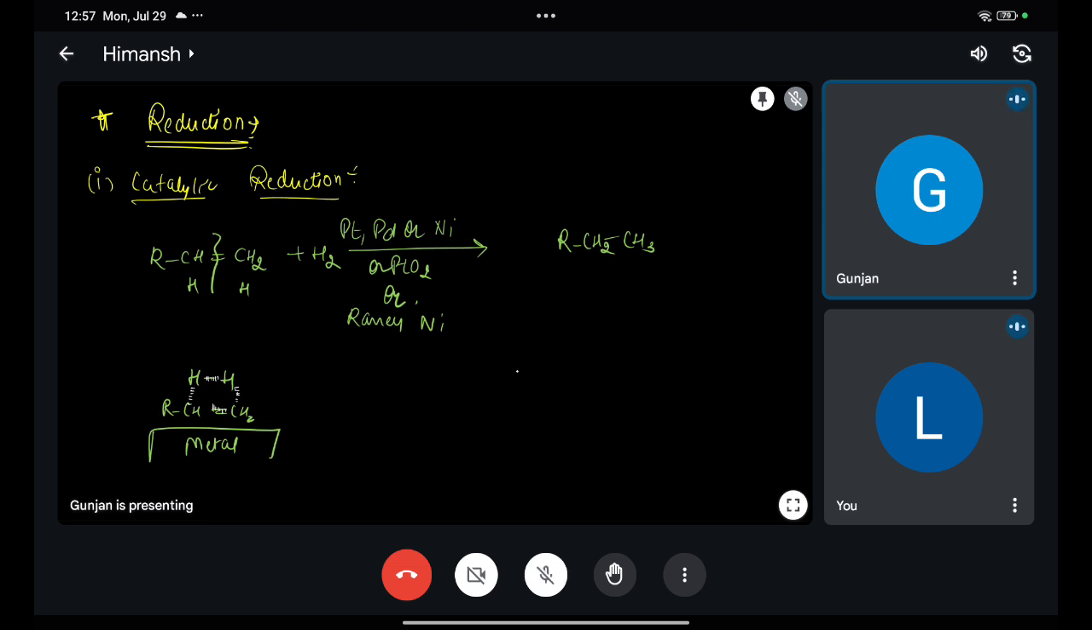Whatever the question given to you, you have to think about it. Due to the presence of this platinum, palladium, this structure is formed now, and the hydrogen bond is breaking and the carbons' bond is forming. Because in case of nickel, we require high temperature. But when we use palladium and platinum, it can occur at room temperature.